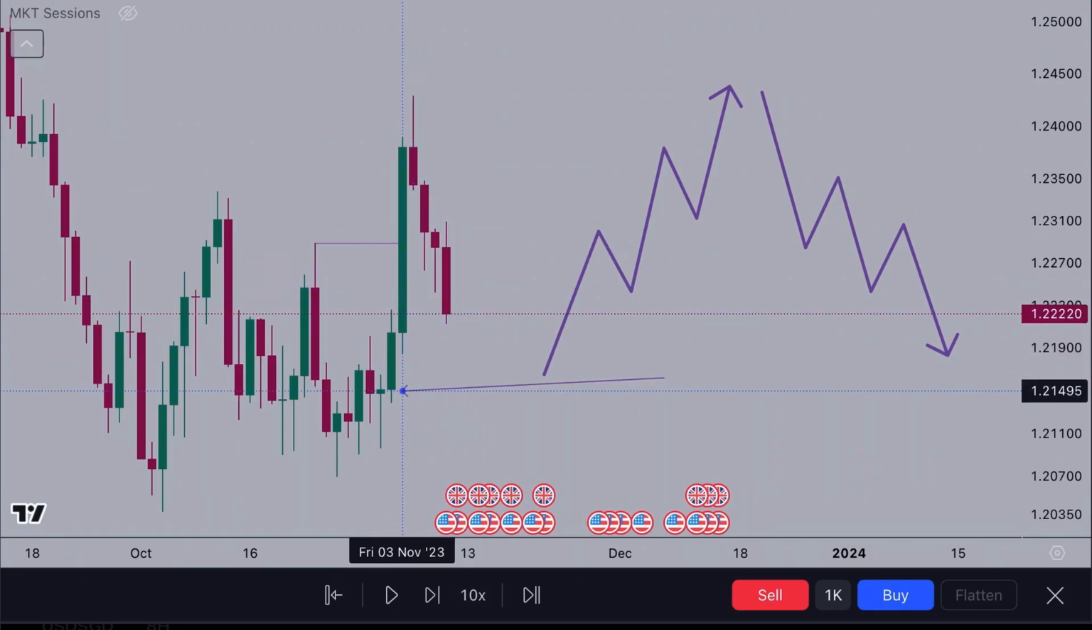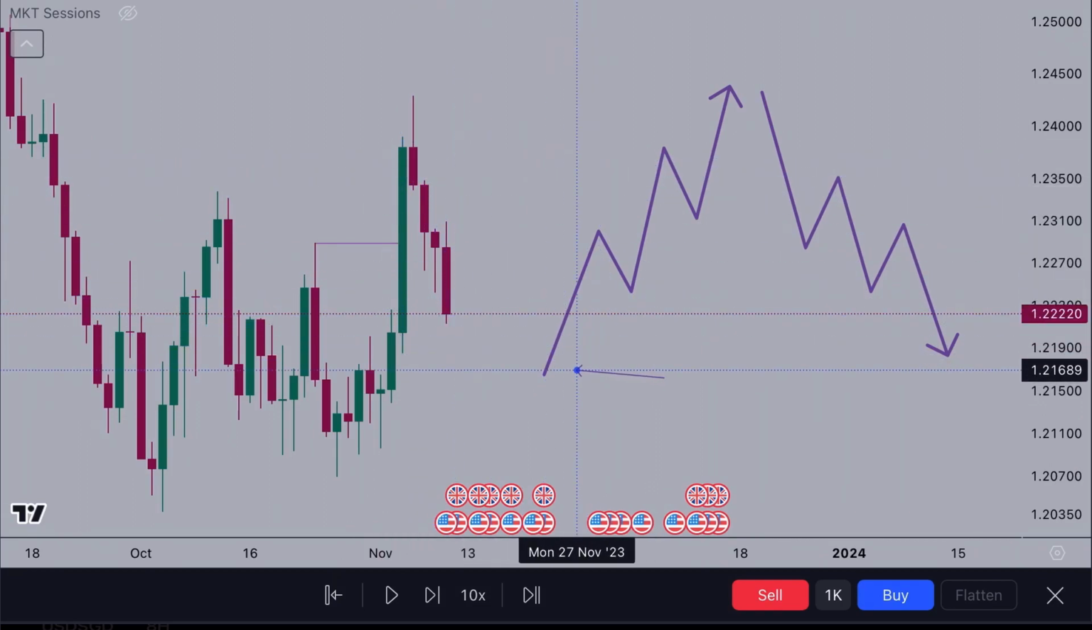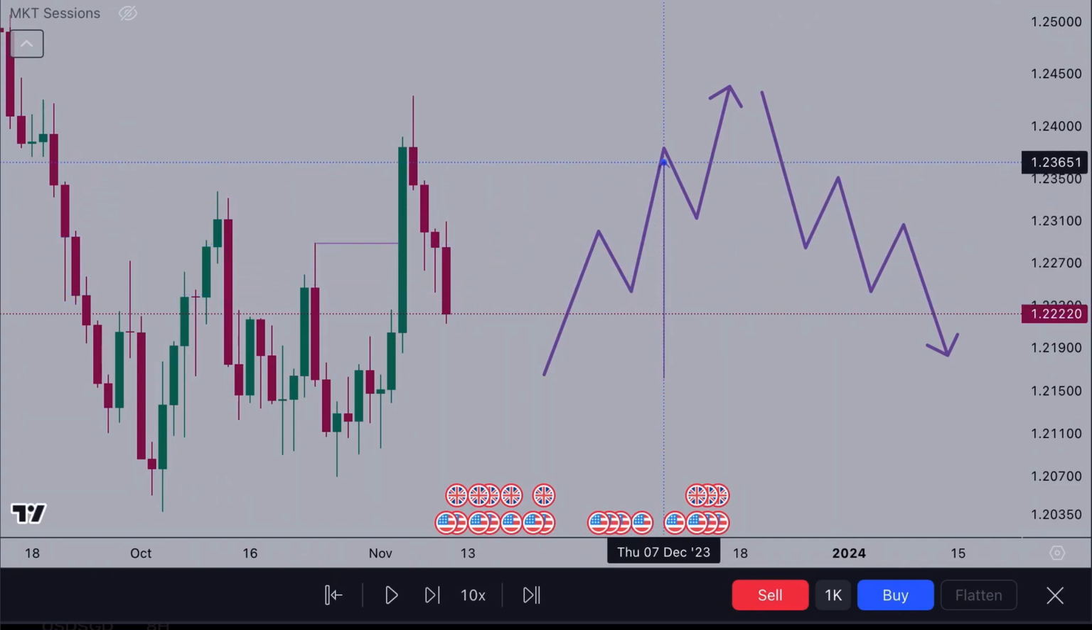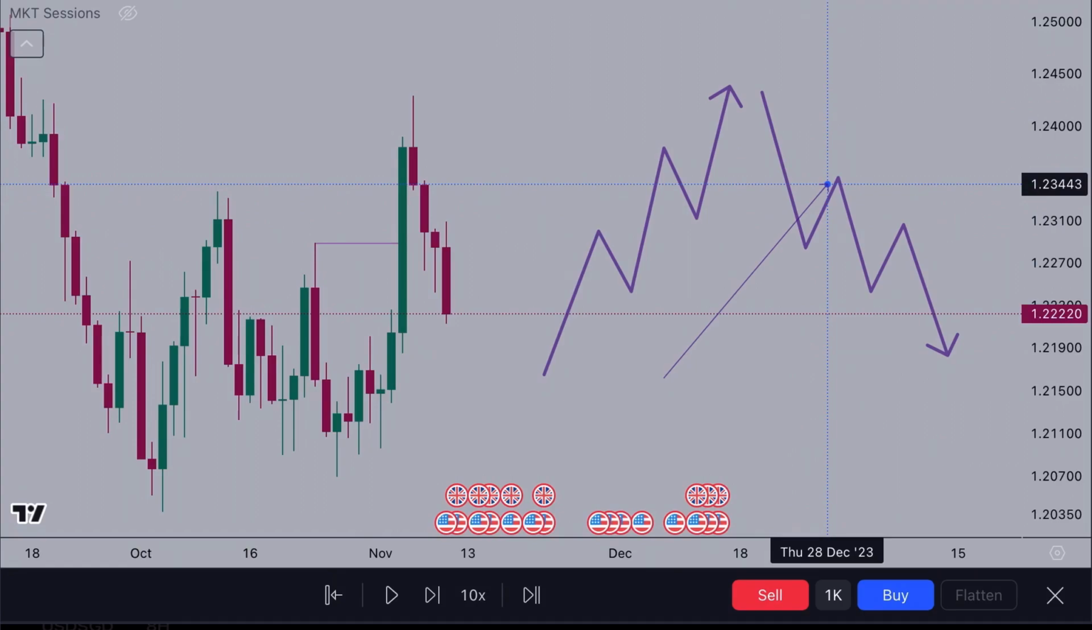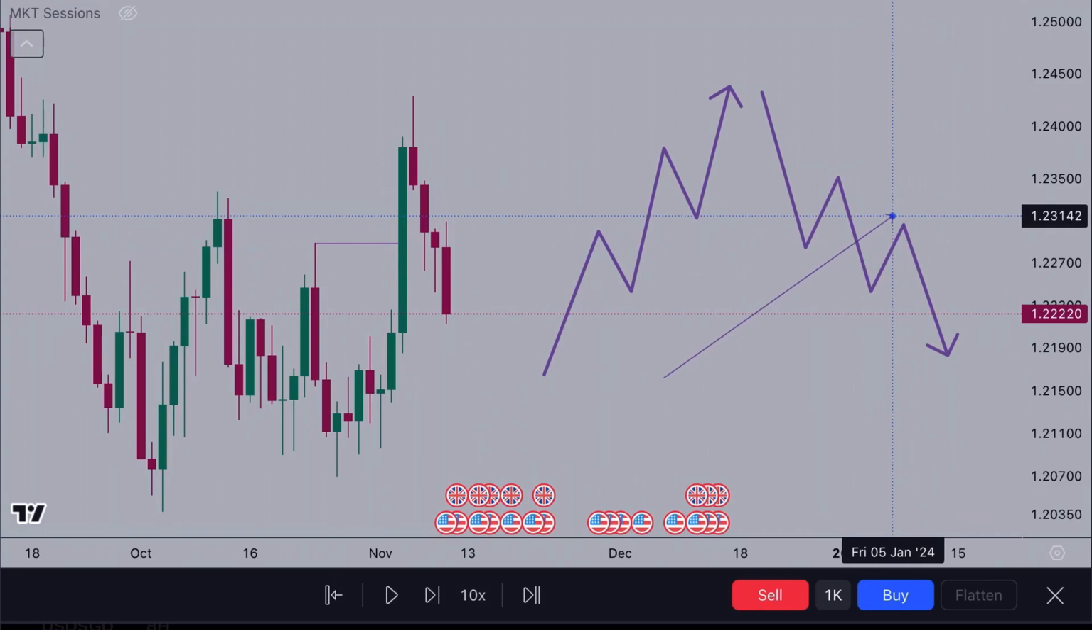One rule is that the impulse should all be the same color and the correction should also be the same color. So if we had an impulse to the up, it should all be green candles, followed by a correction, which should all be red candles. The new impulse should all be green candles, and the correction should all be red candles. Same if we had price to the downside. The impulse to the down should be all red candles, the correction should be all green candles, new impulse all red candles, correction all green candles.